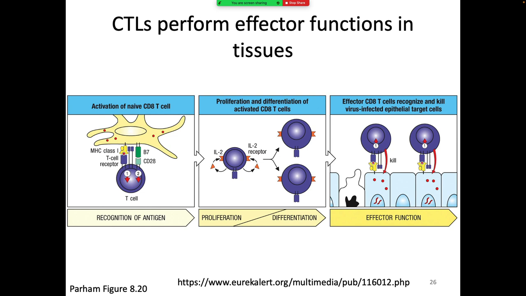So now we're going to go to some tissue. One of the changes in the cell upon differentiation is changes in the trafficking molecules. So we can go somewhere other than the lymph node, like, oh, I don't know, the lung. And this cell is now going to have the ability to kill any cell that it finds that is presenting its antigen.